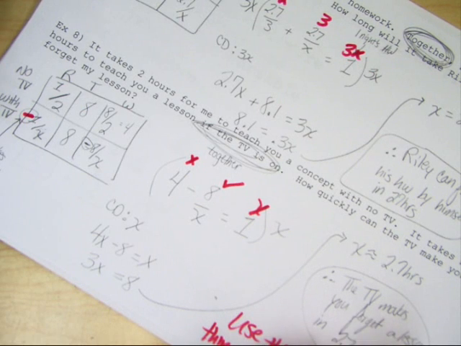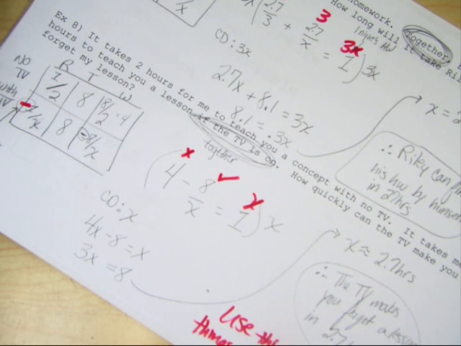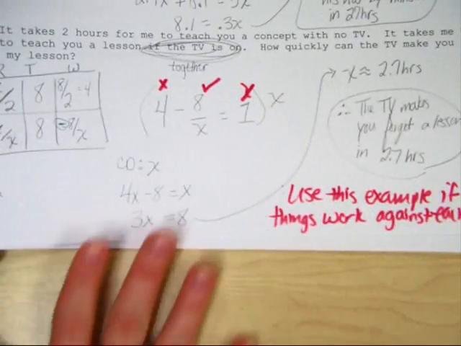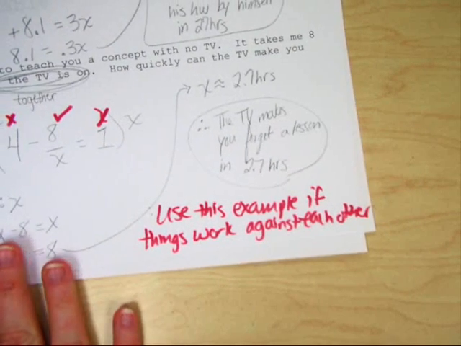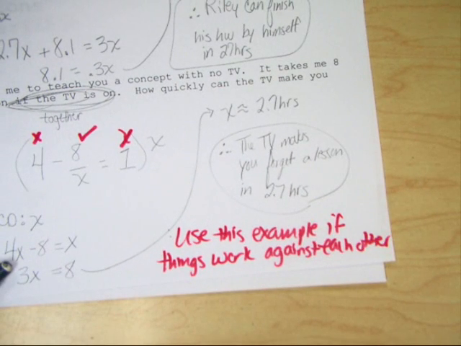Okay? A maybe more real example would be if you have a leaky sink. If you turn the faucet on and it's dripping out, that would be a negative problem. Okay, so anytime that you have two things working against each other, you're going to have to use a negative.